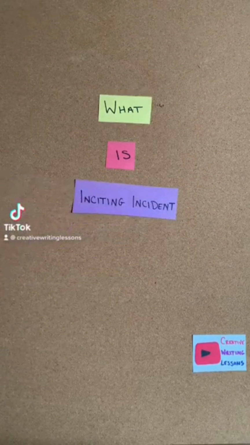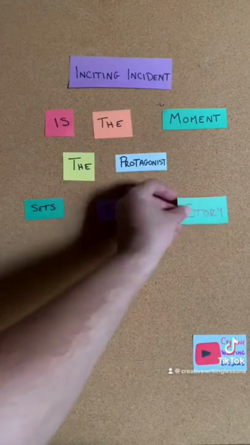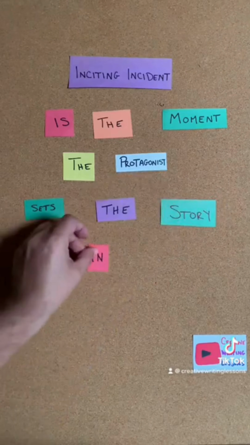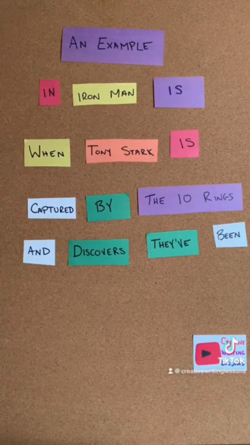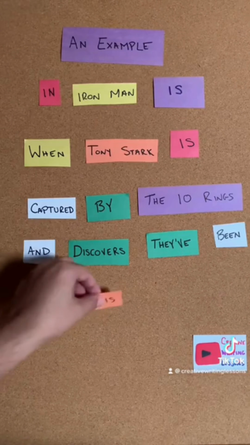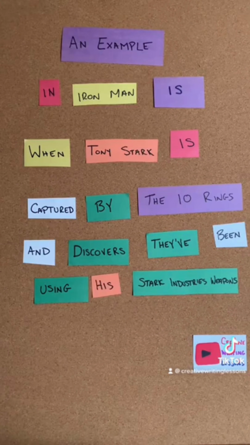What is inciting incident? This also pairs with the story plot arc. Inciting incident is the moment the protagonist sets the story in motion. An example in Iron Man is when Tony Stark is captured by the 10 rings and discovers they've been using his Stark Industry weapons, which sets him on his journey.